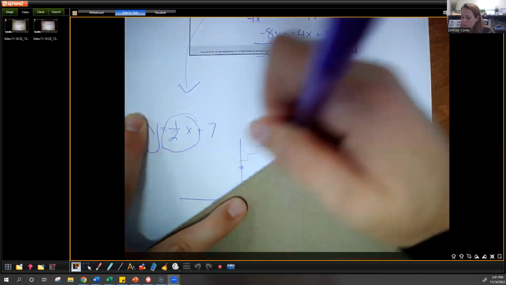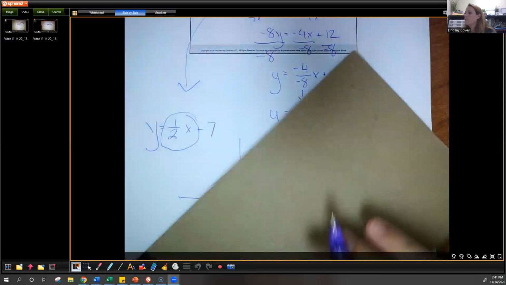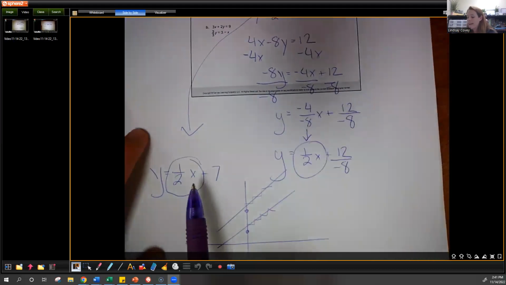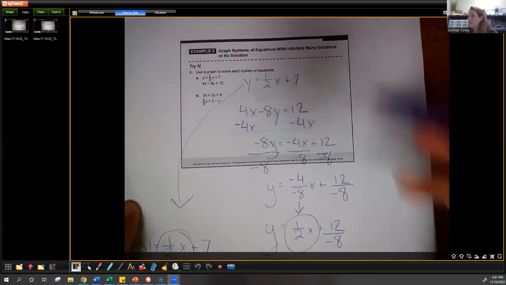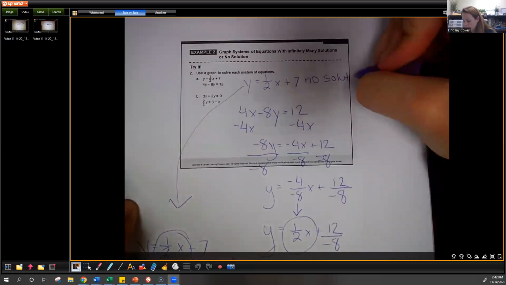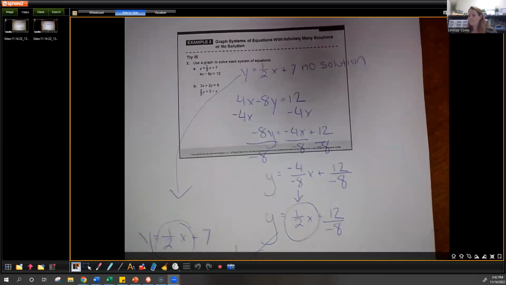And it's not going to be perfect. But I have 2 parallel lines. These lines are never going to intersect because they have the same slope. Therefore, there is no solution. Okay.